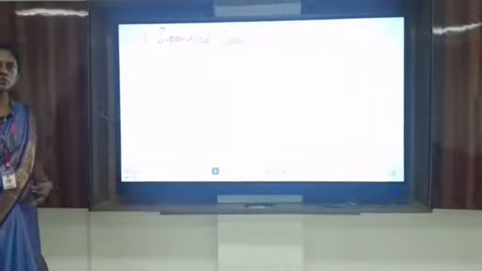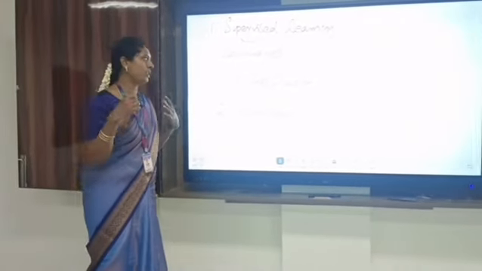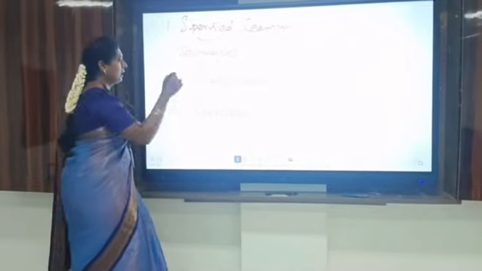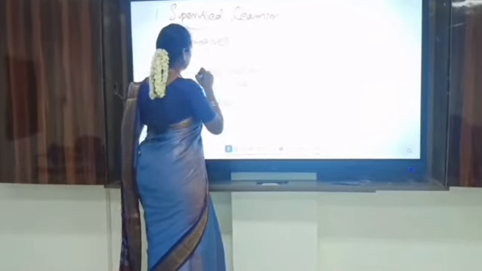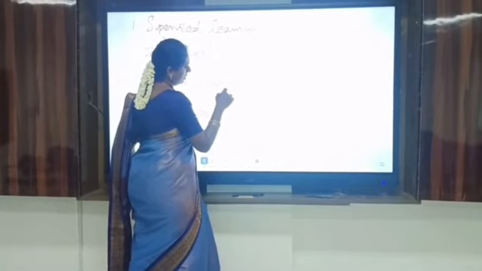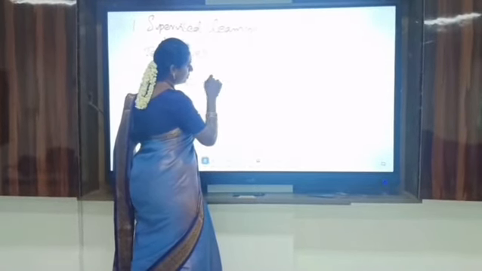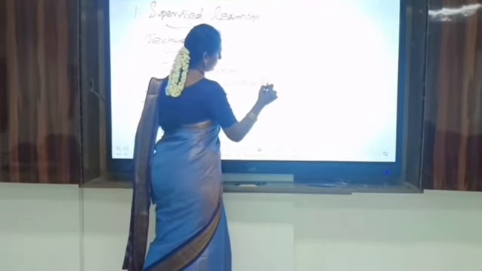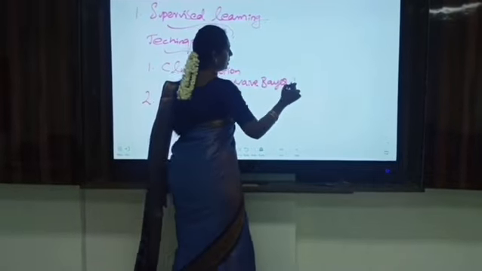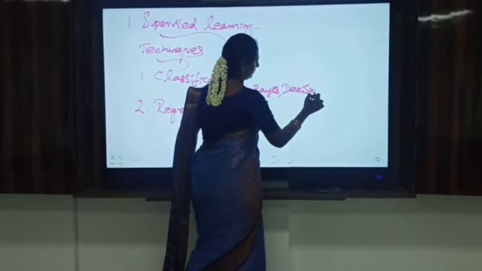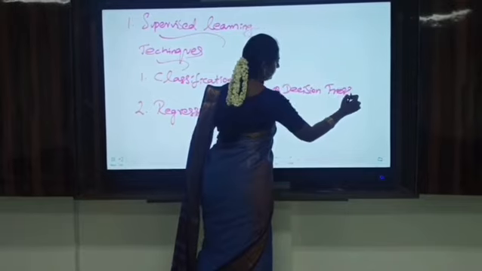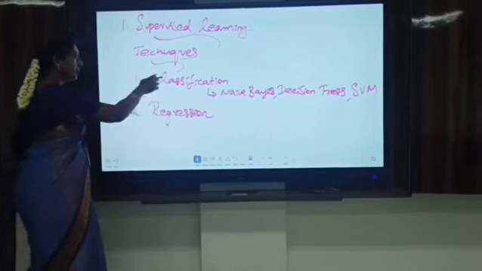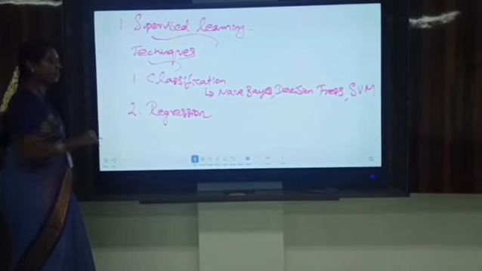Classification is one of the supervised learning tasks which has a discrete value as the output. The algorithms used in classification are naive Bayes classification, decision trees, and support vector machine. These are the algorithms used for the classification techniques in supervised learning.